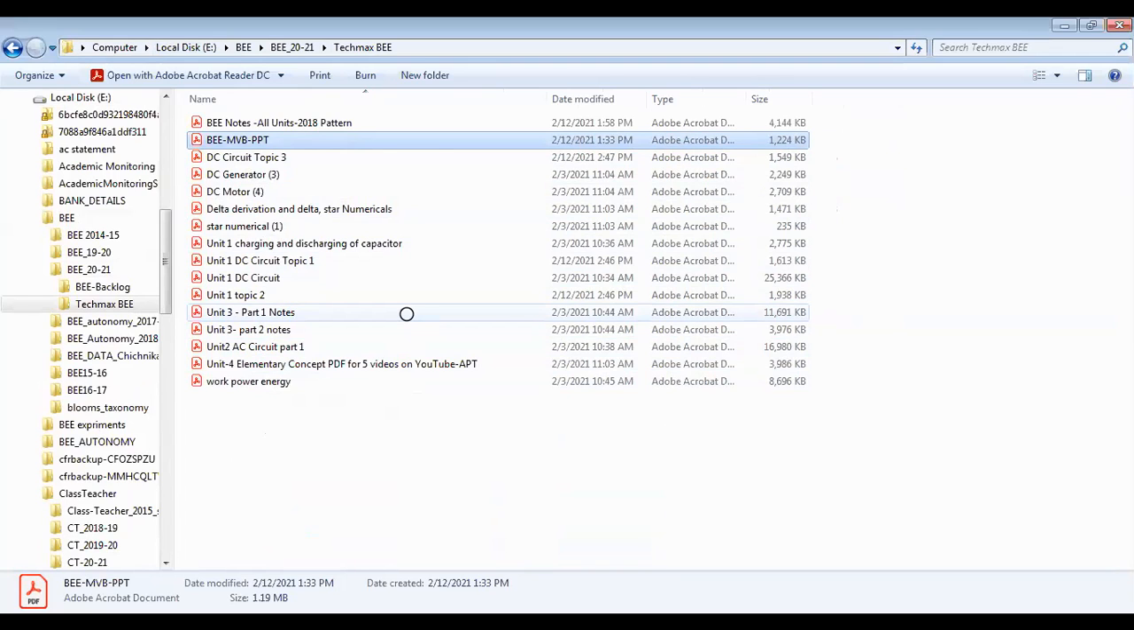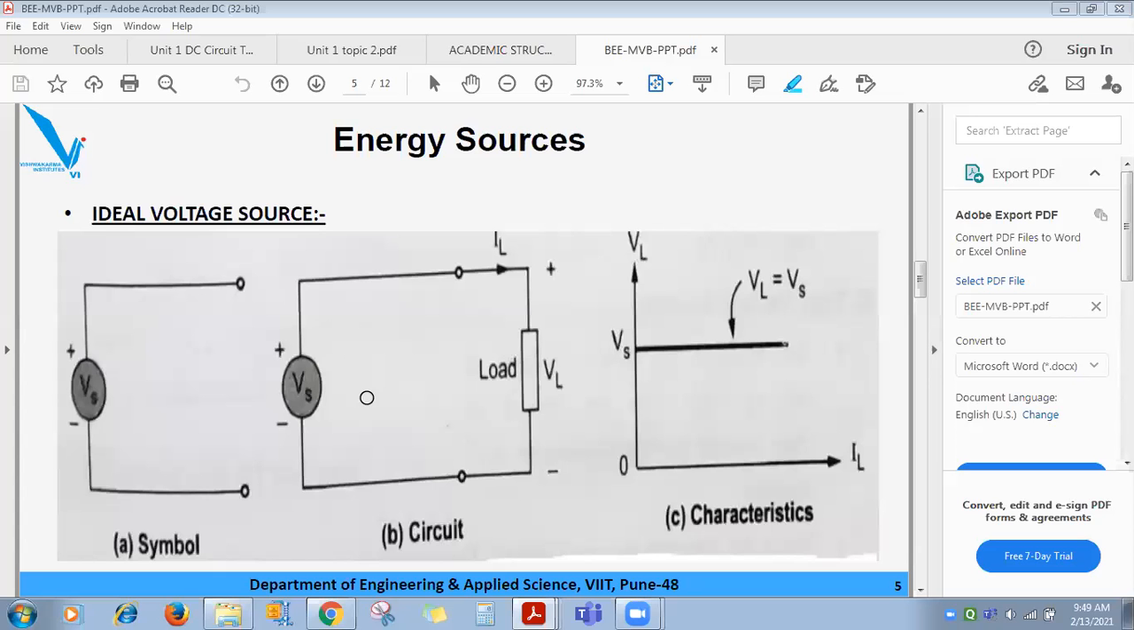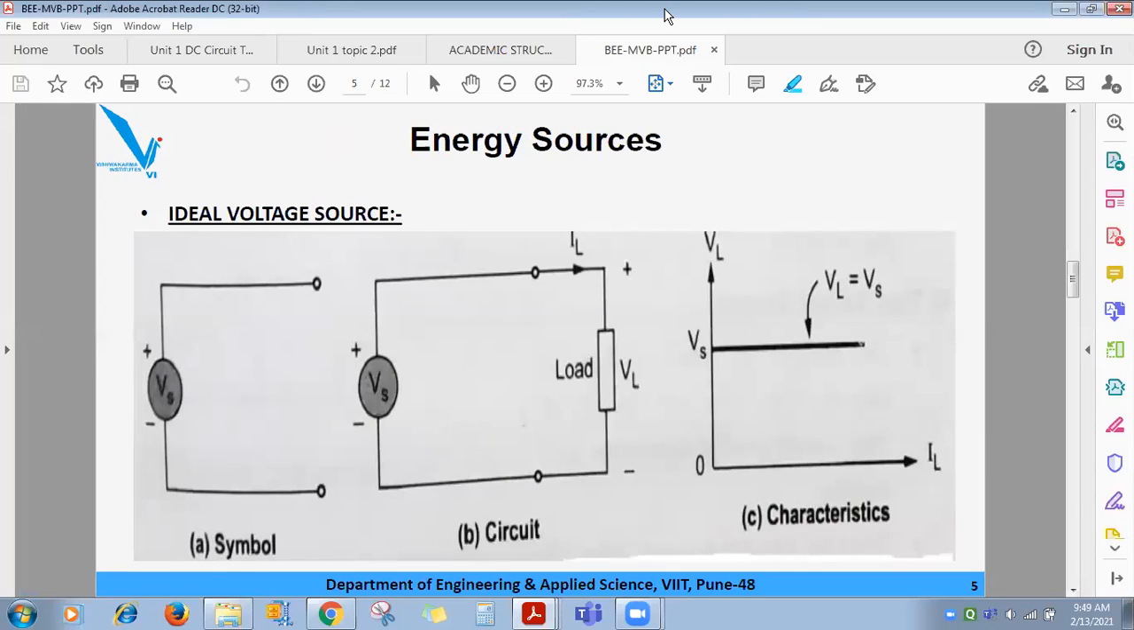So see here. See this one. Voltage source, ideal voltage source. Can everyone see? Yes. No, ma'am. The screen is okay? It will take some time. Right, it takes some time.